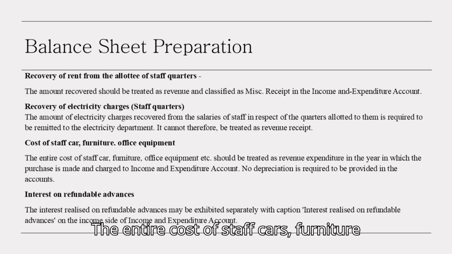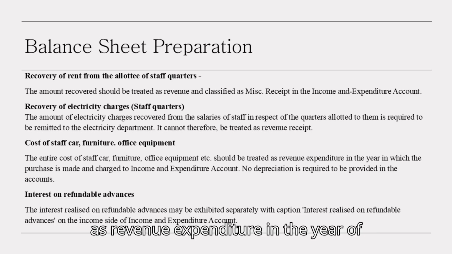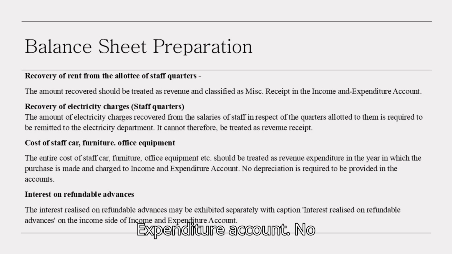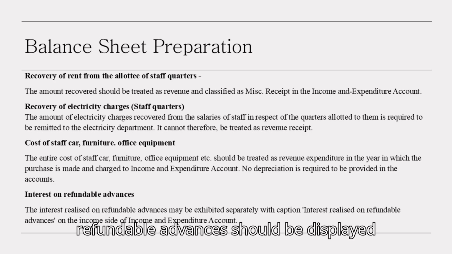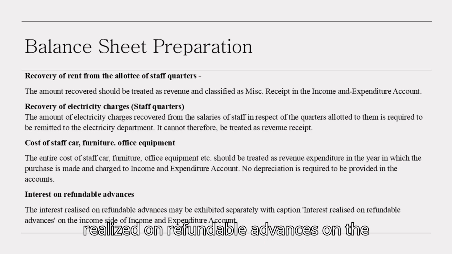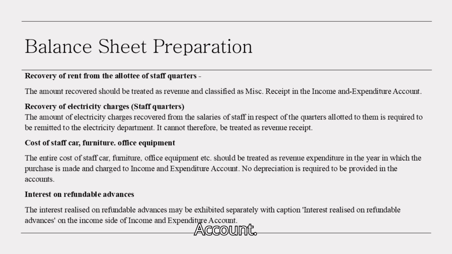The entire cost of staff cars, furniture, and office equipment should be recorded as revenue expenditure in the year of purchase and charged to the income and expenditure account. No depreciation is required for these assets. Interest on refundable advances should be displayed separately under the caption, Interest realized on refundable advances, on the income side of the income and expenditure account.